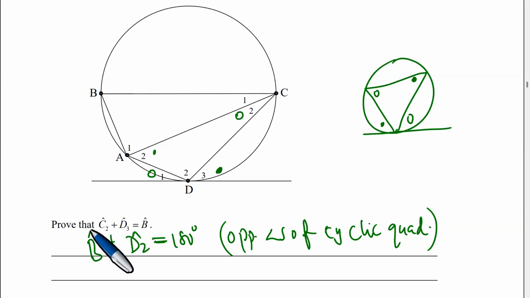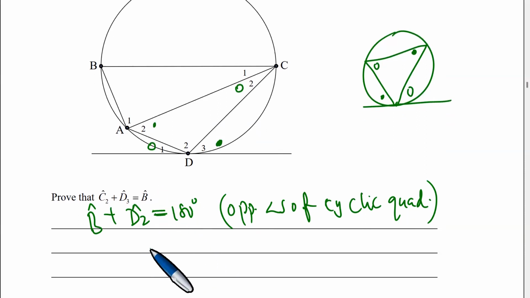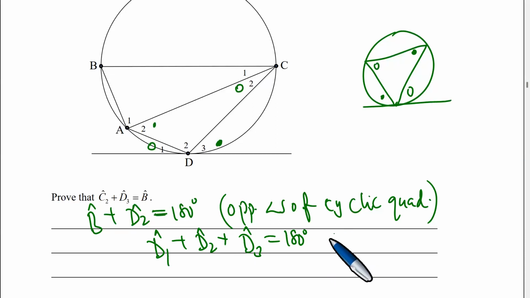We want to involve D3 now. How do we involve D3? Because now we have these things here. There's D2 here, but we must involve D3, and B and C2. So to involve D3, we can look at these and see that D1 plus D2 plus D3 is equal to 180 degrees, angles on a straight line.